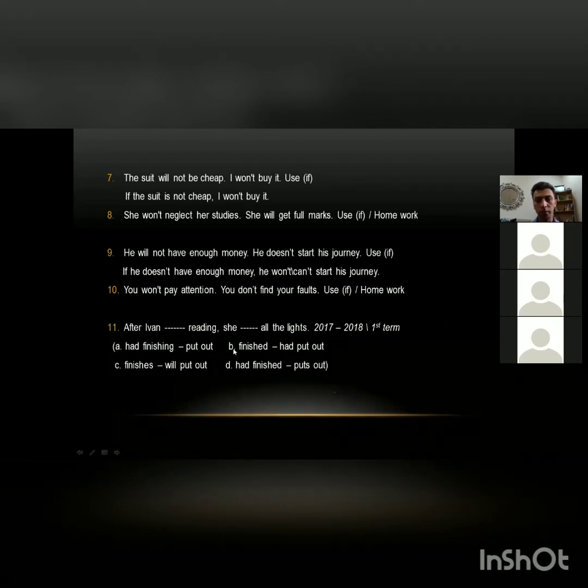Let me come to B. If Eva finished reading, she had put out the lights. Put out means to switch off. When we use after, the tense should be past perfect, not past simple. Then the second one should be past simple. That is why you can change these two positions, then it's going to be correct.